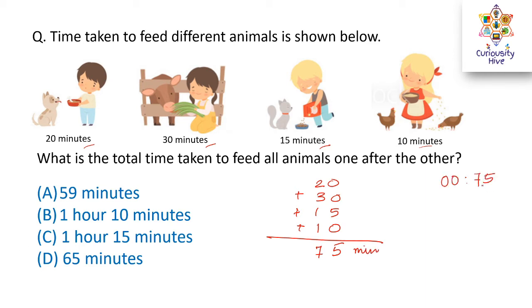Now to convert 75 minutes into hours, we need to break it with 60 and the remaining minutes. So 75 is 60 minutes plus 15 minutes. And the 60 minutes is 1 hour and 15 minutes is 15 minutes. Hence our time is 1 hour and 15 minutes.